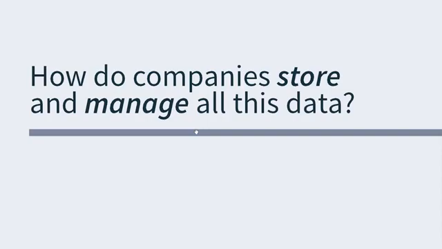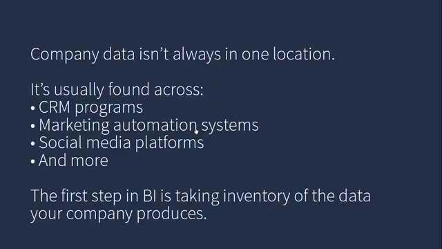So how do companies store and manage all this data then? Well, company data isn't always in one location. In fact, it's rarely in one location. Instead, it usually resides across different systems. You'll have customer or lead information in a CRM program. You might have information about how your marketing efforts are going in a marketing automation system. You'll have information from your customers, such as consumer sentiment or reviews in social media platforms. And those are just a few of the places where you could find data.